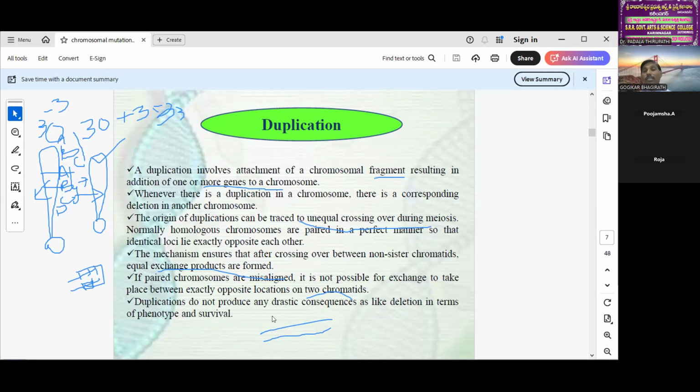The deletion sometimes leads to lethality. That means it causes death of the organism also.